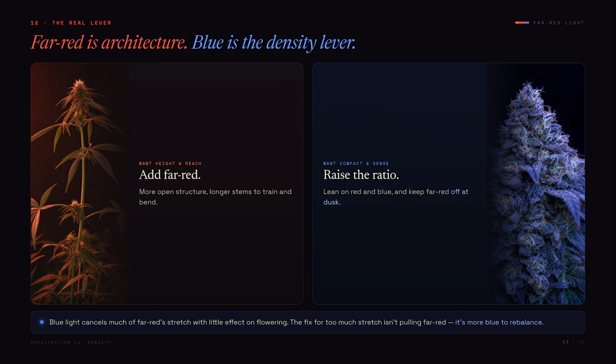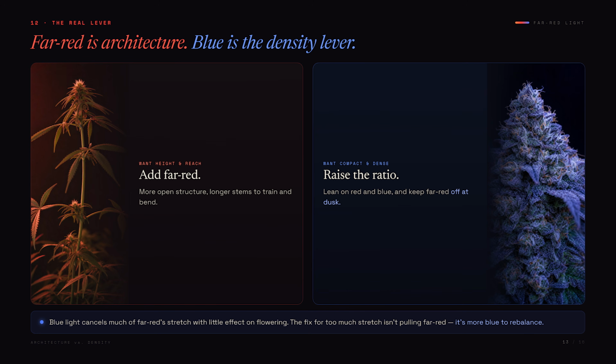So, what do you do with all this? Treat far red as an architecture tool, not a density button. If you want height and reach, more open structure, longer stems to train and bend, far red gives it to you. If you're fighting stretch and you want compact, dense structure, you go the other way. You raise your red to far red ratio, you lean on red and especially blue light, and you keep far red away from the end of the day.